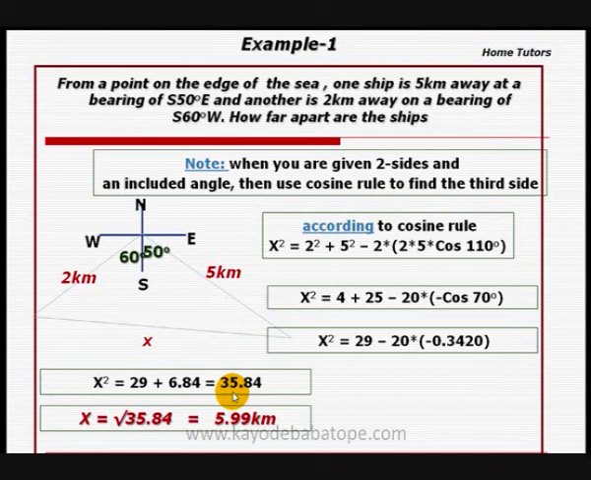I do hope you understand. If you don't, please play this example again. It's quite straightforward, and it's one of the simplest questions you can have on bearings and distances. There are much more complex ones. So I think it's very, very important to ensure that you understand this simplest case before we go into some more difficult cases. All right, now we move on.